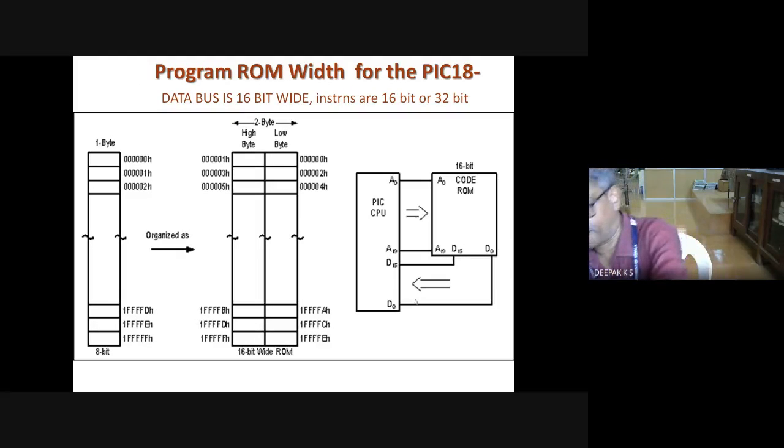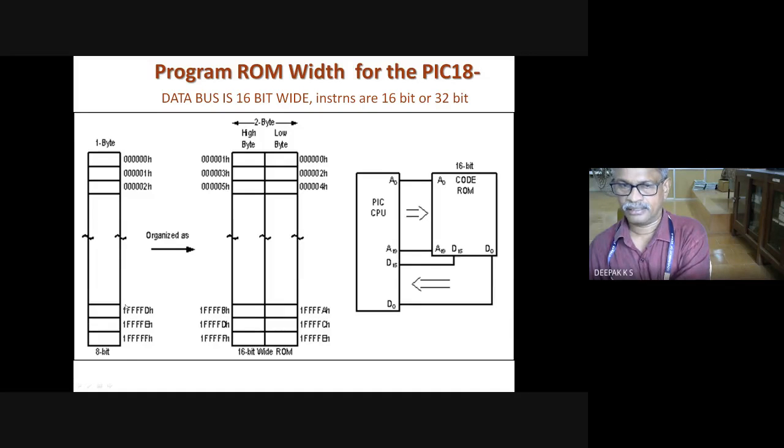Now, program counter is 21 bit. Now, the ROM has the code. Earlier, what I had written was every location had only 8 bits.